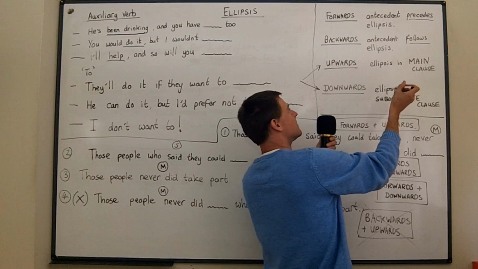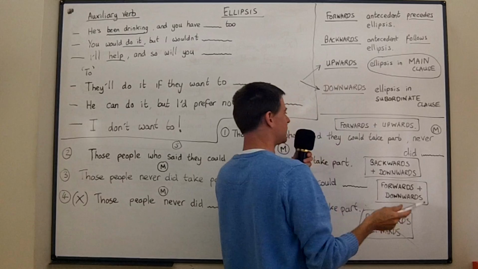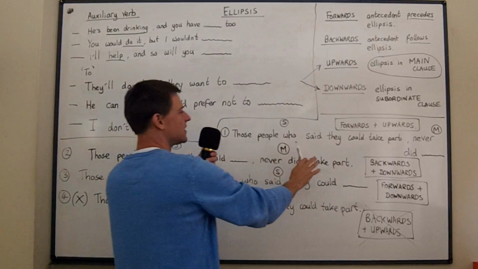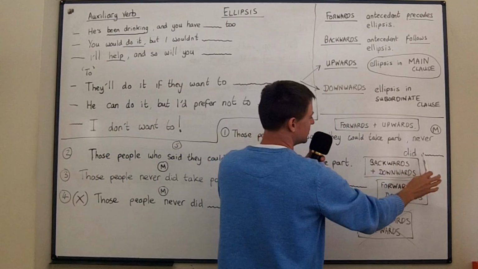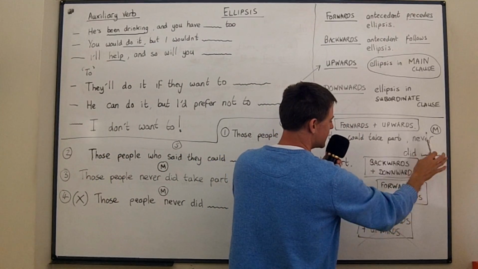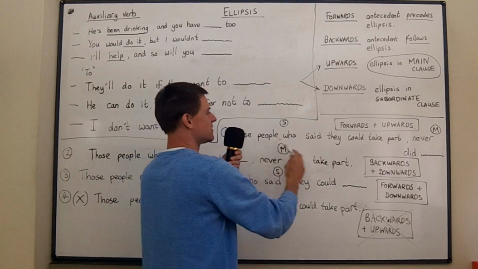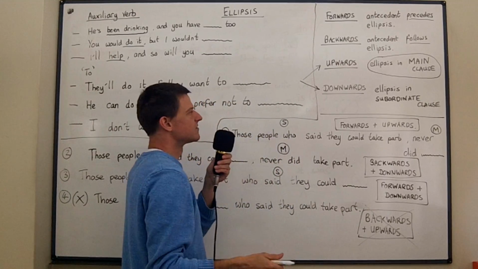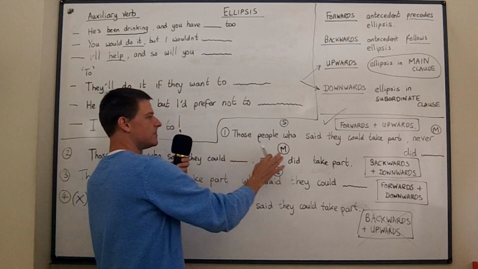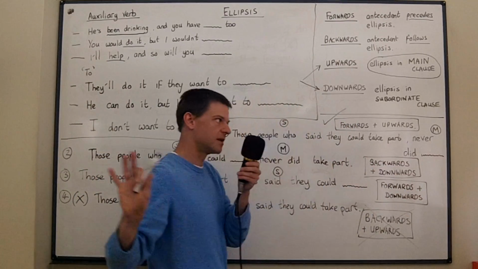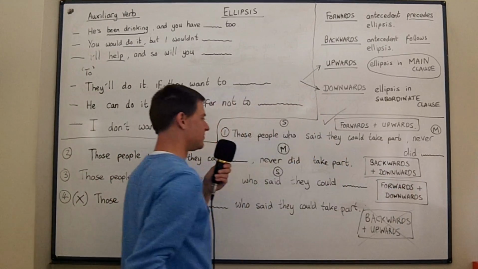But if you've got a subordinate and a main clause, sometimes you have the ellipsis in the main clause, and that's like number 1. Those people who said they could take part never did. Okay, now here the ellipsis is in the main clause. They never took part. They never did take part. That's the main clause, and the subordinate clause is here. Those people who said they could take part. So this is an example of forwards and upwards, and it's correct. It's good. Those people who said they could take part never did take part. And it's upwards because the main clause has got the ellipsis.